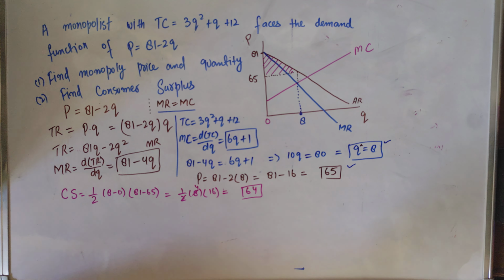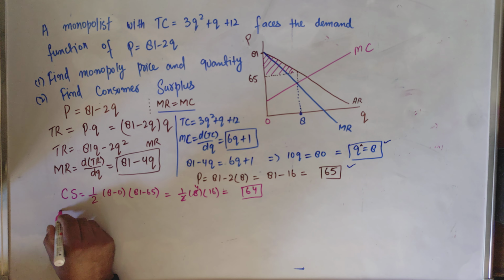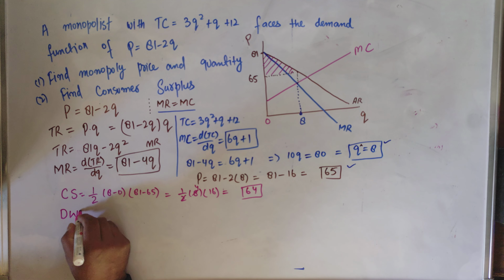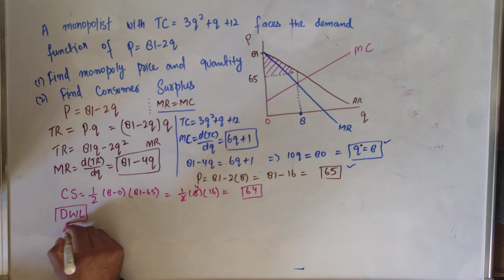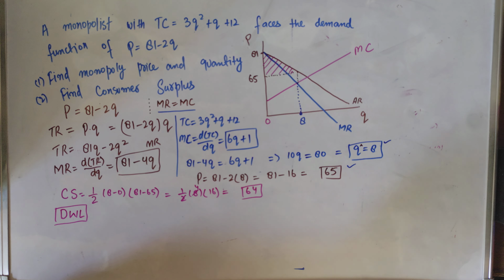We can also find out the deadweight loss that is incurred due to this monopoly pricing. Okay, so let us find out the deadweight loss also. So what exactly is the deadweight loss? Deadweight loss shows us inefficiency in the production when the production is not taking place at the socially optimal point.